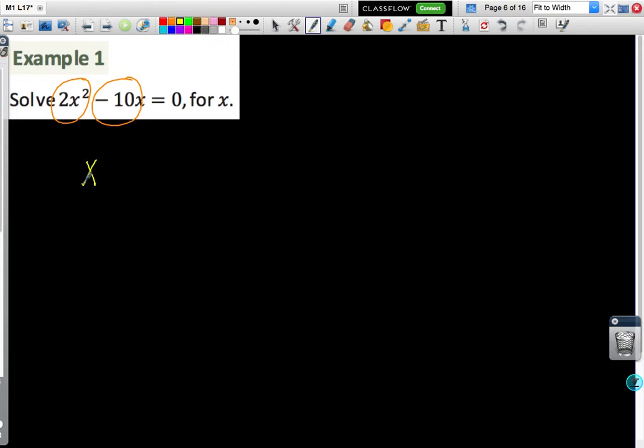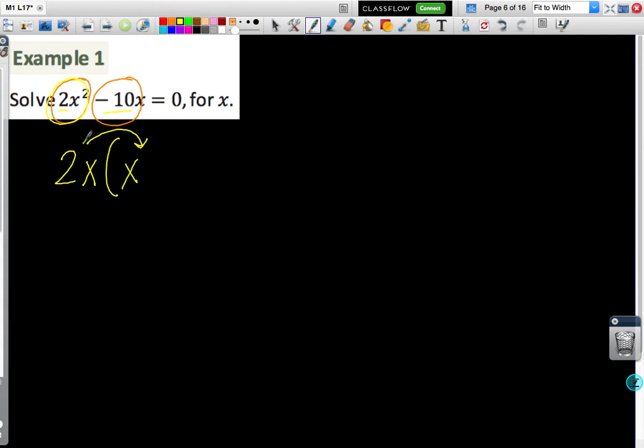Also, if you look at their coefficients, 2 and -10, they're both divisible by 2. So we are able to pull out 2x. And now you are kind of backwards distributing, which is what factoring is. Think about what 2x times what gives us 2x squared. 2x times x would give us 2x squared.